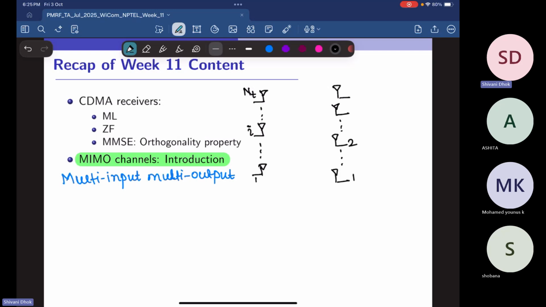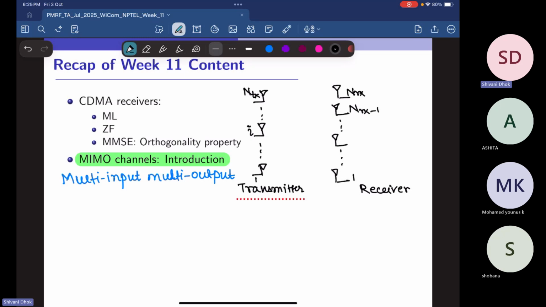So 1, 2, ... NRX. Yes, so we have NRX antennas at the receiver. This is my receiver, and this is my transmitter.